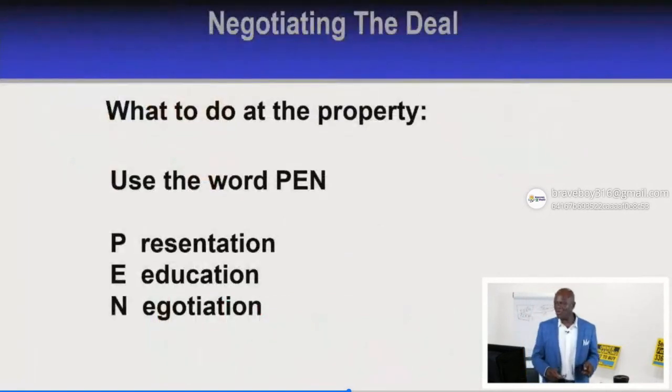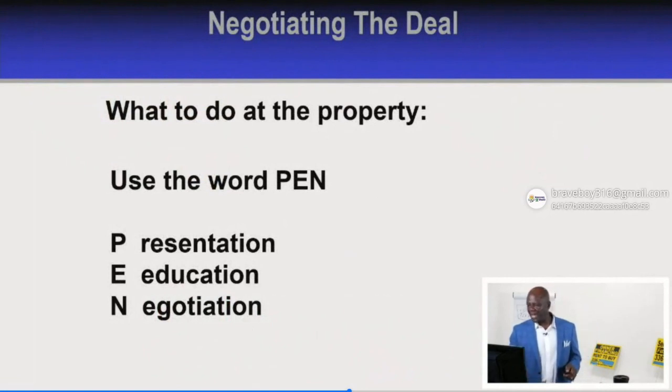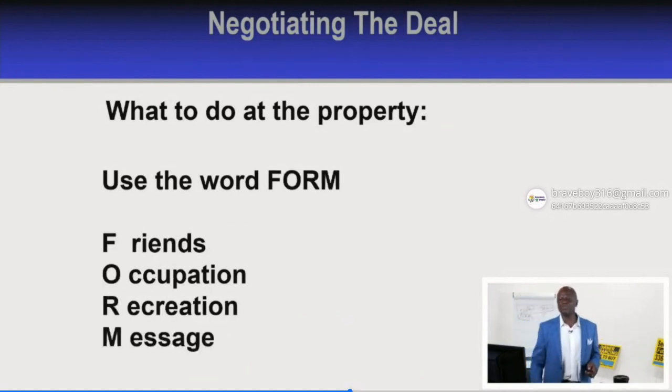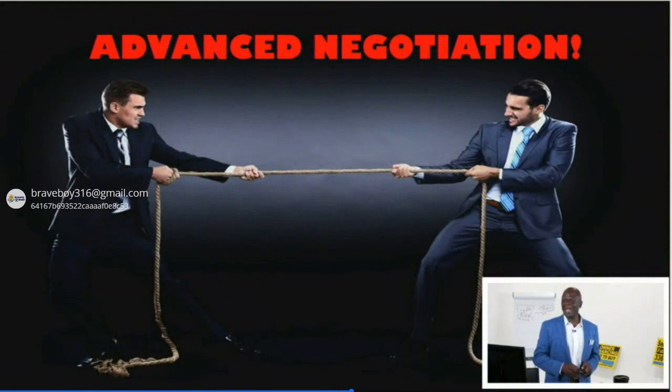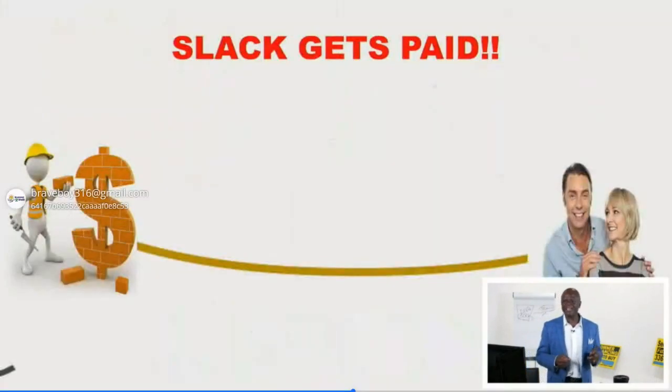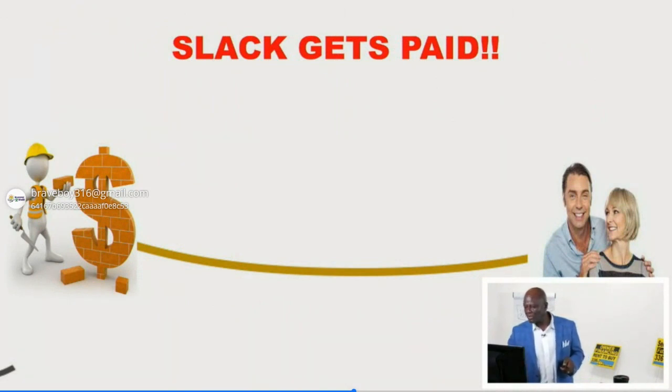I talked about the word PEN. You should have that by now. Presentation, education, and negotiation. We talked about the word FORM: friends, occupation, recreation, and message. So we talked about doing all that. And then we talked about not getting into a tug of war with these people. We want them to be on board with us. I said that you don't want to be push and pull. What you want to have is slack. And I said earlier that slack gets paid. So we went through that.